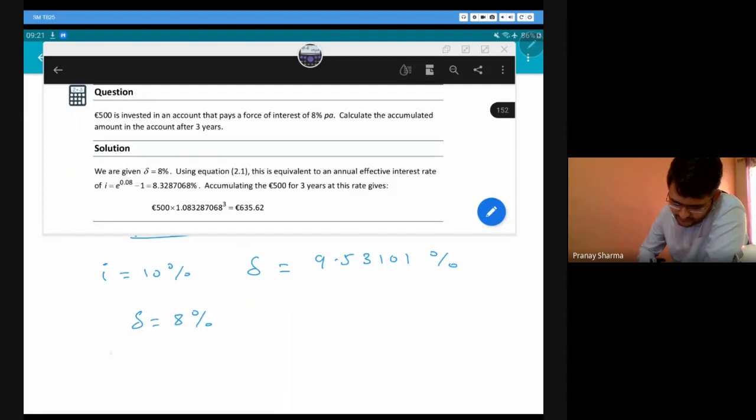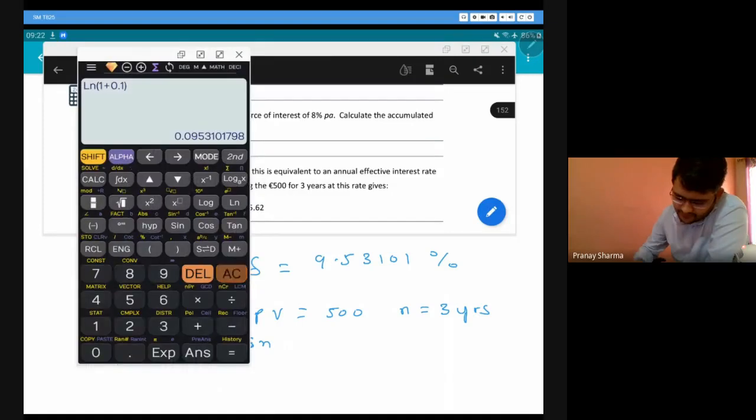So we'll have present value as 500 and n as 3 years. So delta is always on a per annum basis. So future value will be nothing but our 500 into e raised to delta into n. So e raised to delta n, where delta is 0.08.